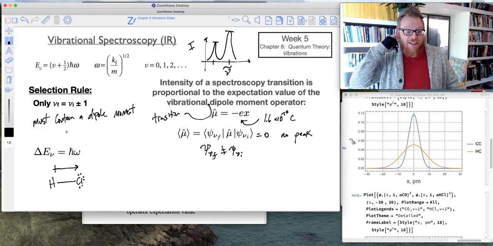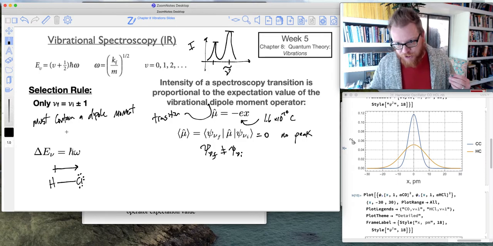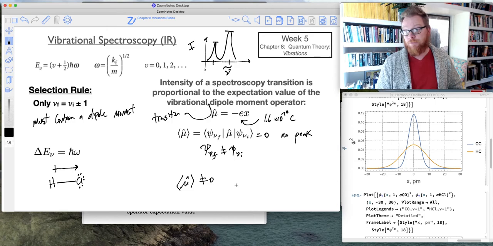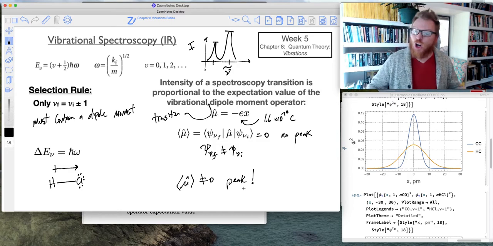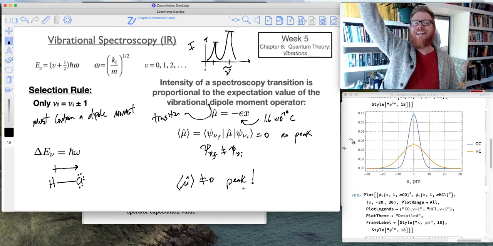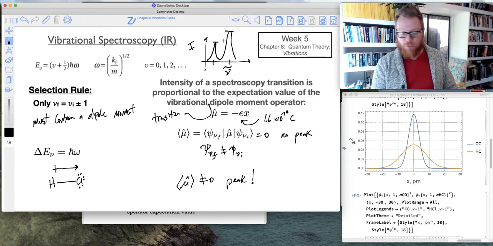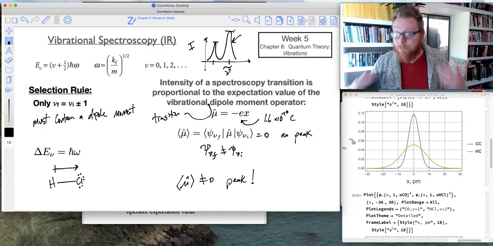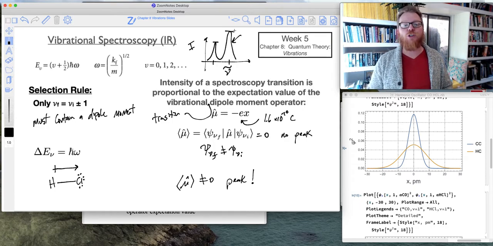And hopefully now you're connecting that this IR spectrum is the vibrational spectrum, okay? So now what if mu, the expectation value, does not equal 0? Well, then we get a peak in the spectrum. And the larger that value is, the more intense our peak is. So of these two examples that I'm showing you right here, this peak right here, the taller one, would have a bigger expectation value for the dipole moment operator, okay?